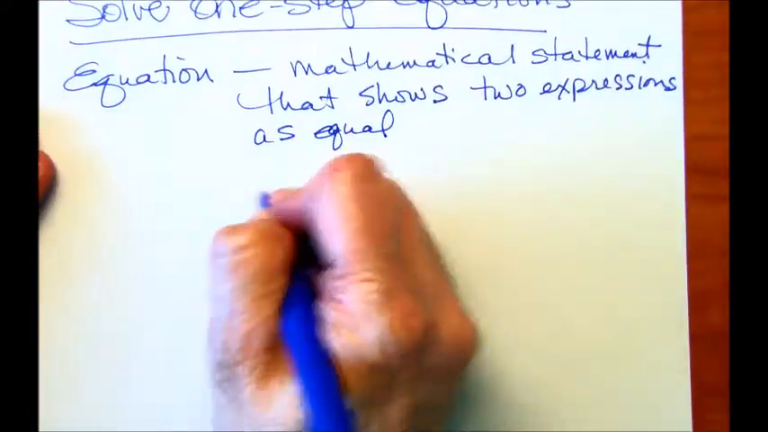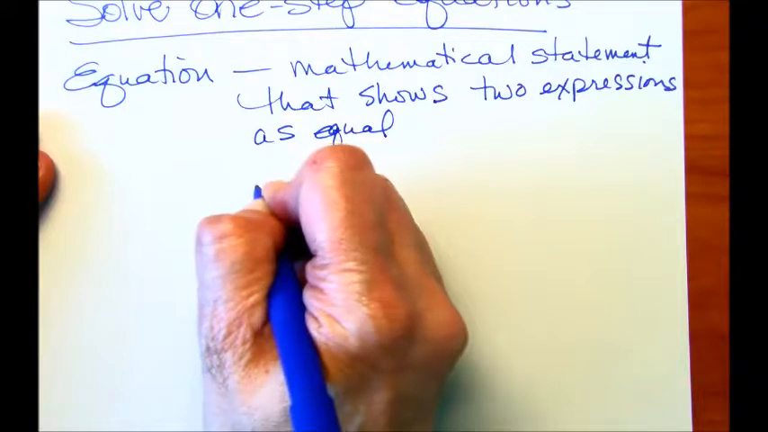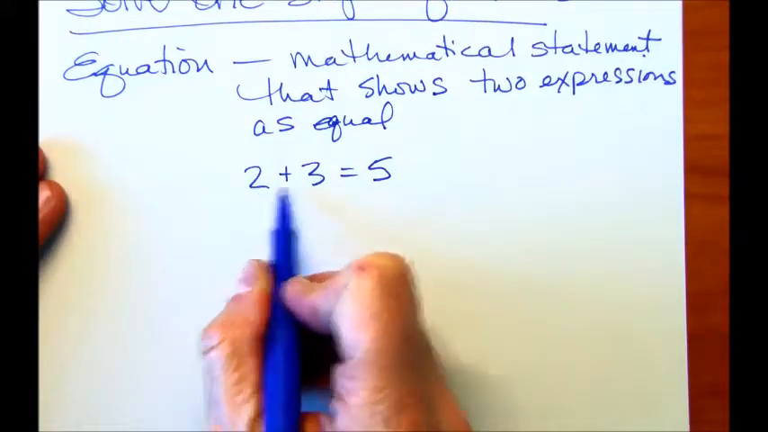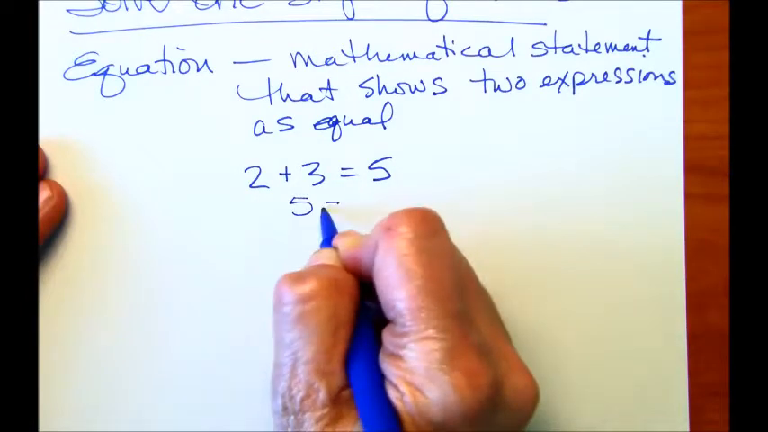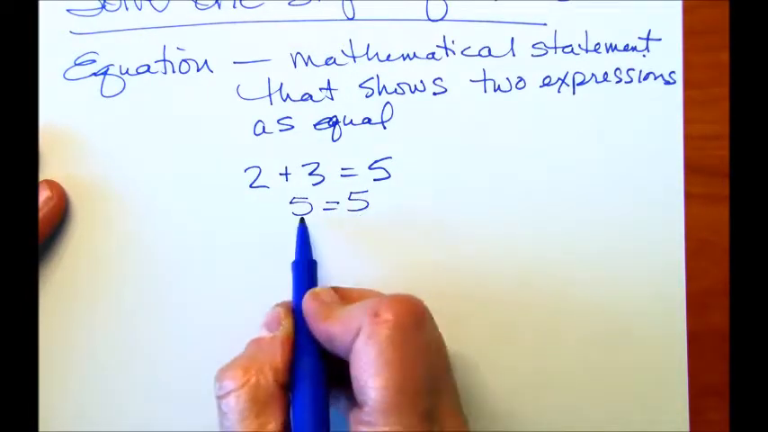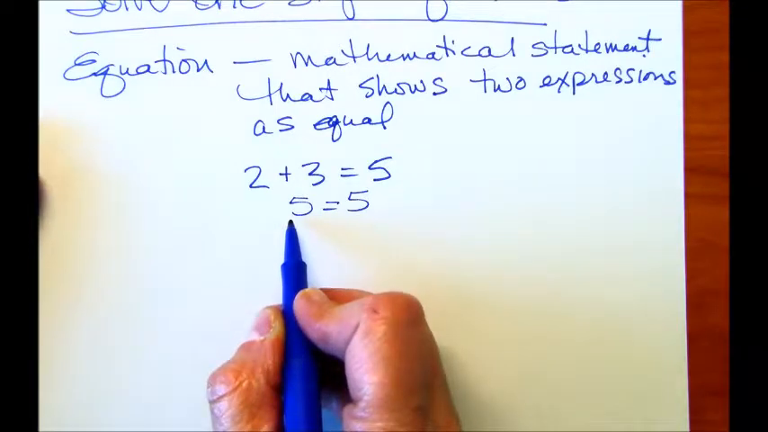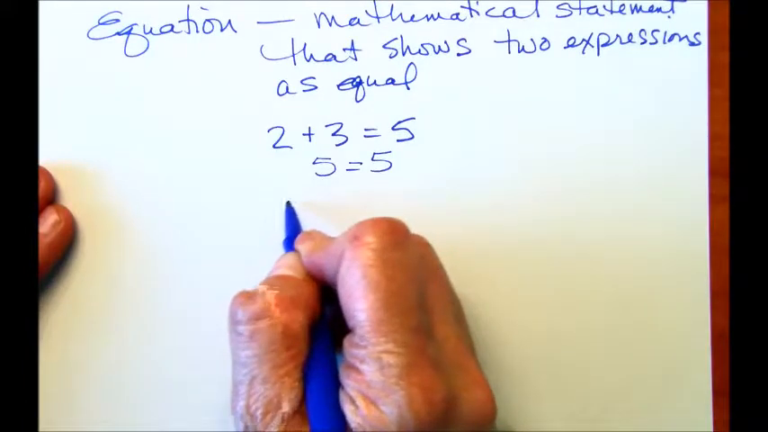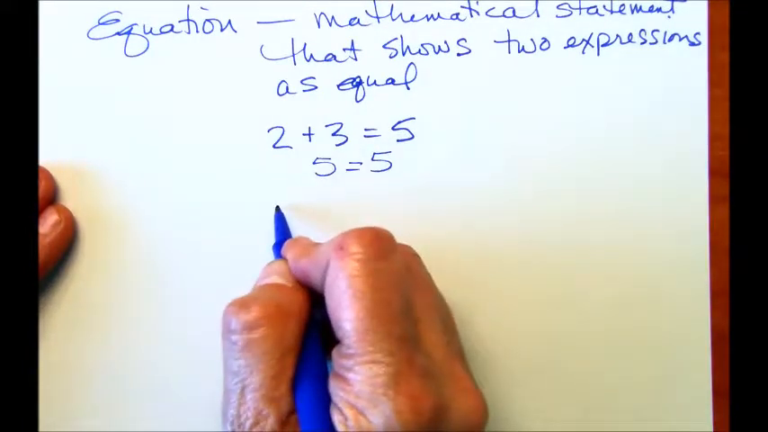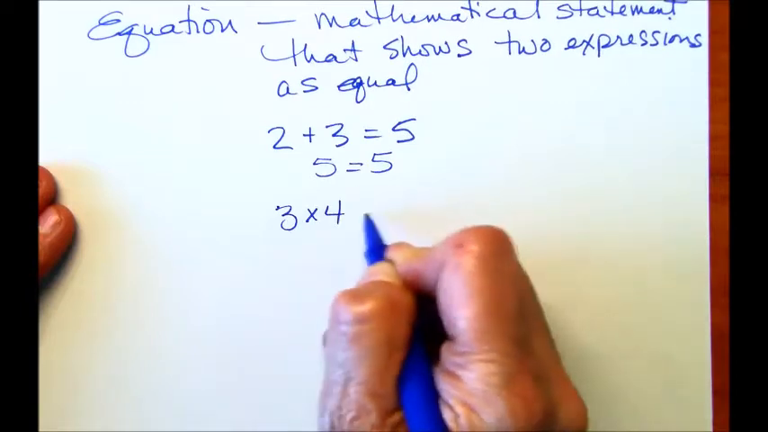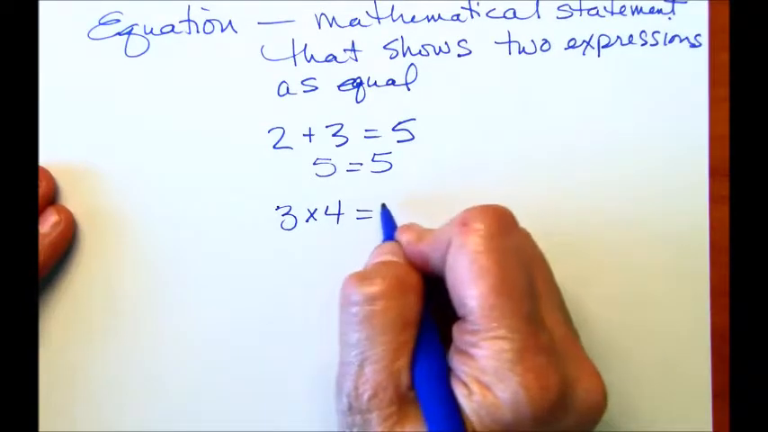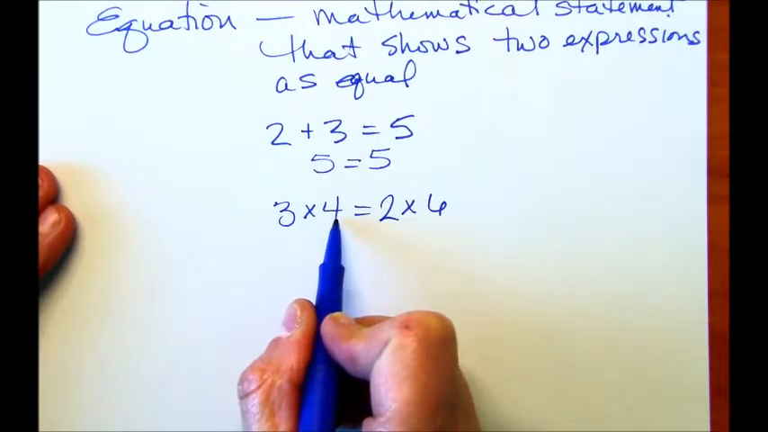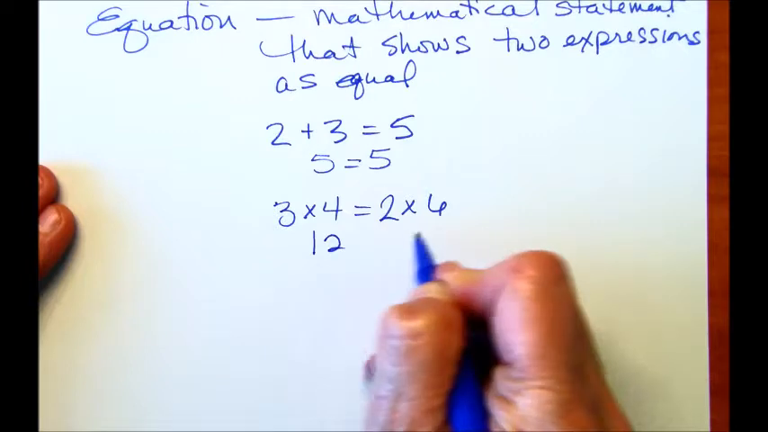And an example would be, a really easy one, 2 plus 3 equals 5. Because 2 plus 3 is also 5, and 5 equals 5, you can see that both sides of the equal sign have the same value, or they're equal. Another way you could write this, maybe a different problem: 3 times 4, well, that's going to be equal to 2 times 6. Both sides of the equal sign are going to have the same value, in this case 12.